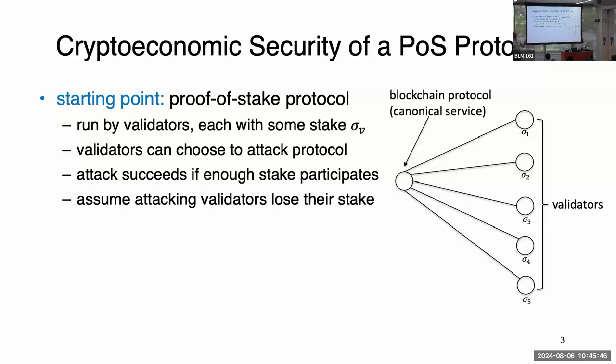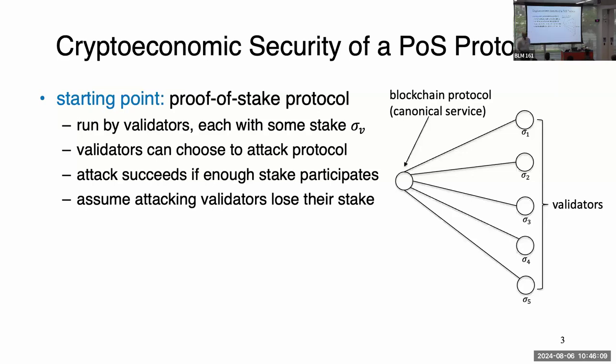We want to think about a cost-benefit analysis that they might do. What's it going to cost me to launch an attack? What am I going to gain from launching an attack? Okay. So starting point, take your favorite proof of stake protocol, Ethereum, Solana, whatever. That's going to correspond to this vertex right here. It's a distributed protocol. So it's run by a collection of validators who all carry out the protocol. Those are these vertices here on the right.